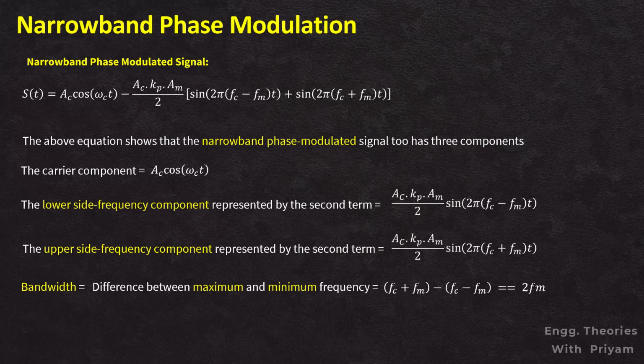Although the bandwidth of this narrowband phase modulated signal is 2fm, just like amplitude modulation, a key difference between these two modulations is that the sidebands are shifted by 90 degrees relative to the carrier. Let's understand this phenomenon from the equation of the narrowband phase modulated signal.